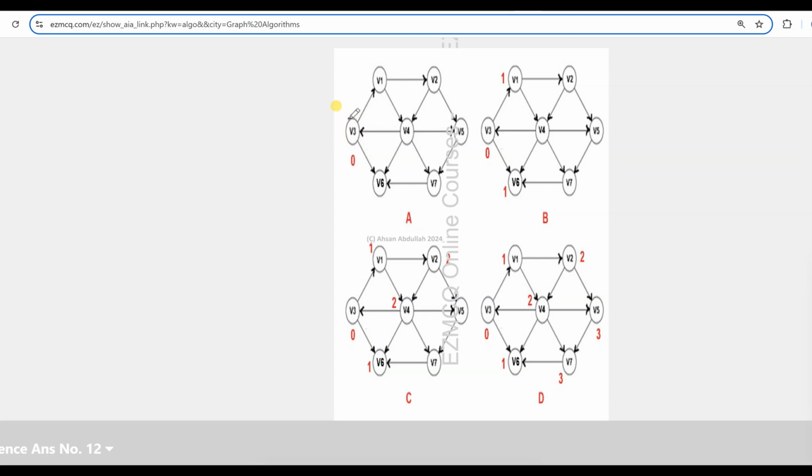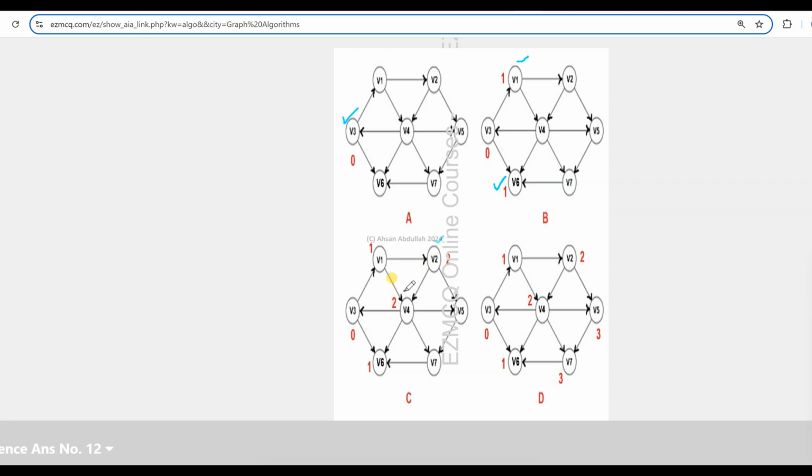So we have the 0 here, all right, and then we perform the breadth first search. From V3 we can go to the first level of search, which is V1 and V6. This is the first level of search, and let's move ahead. So from V1 we can either go to V2, which is the second level of search, or we can also go to V4, which is the second level of search.